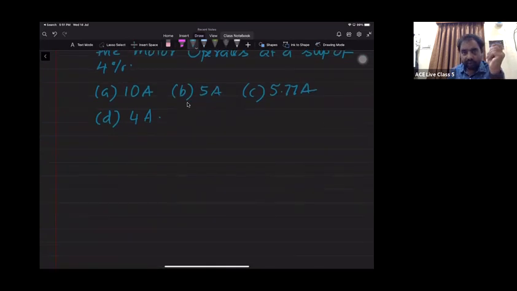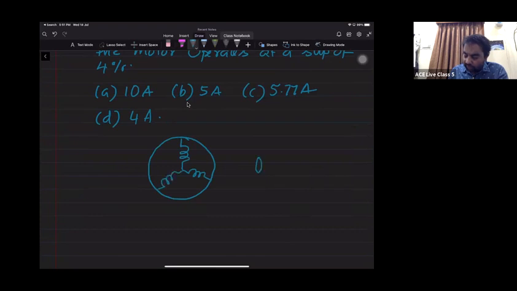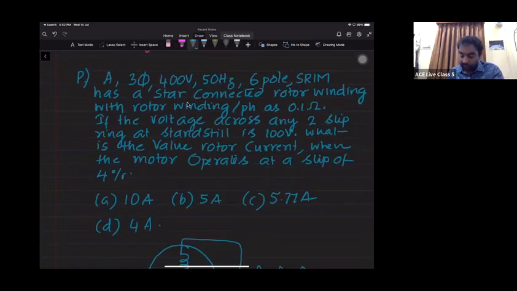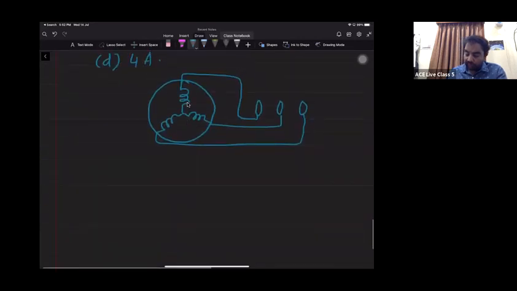You know that the rotor windings are always connected in star. The reason you have already learned. These are the rotor windings connected in star, and the rotor windings are brought out with the help of the slip rings. What is given? If the voltage across any two slip rings at standstill is 100 volts. Please remember that.